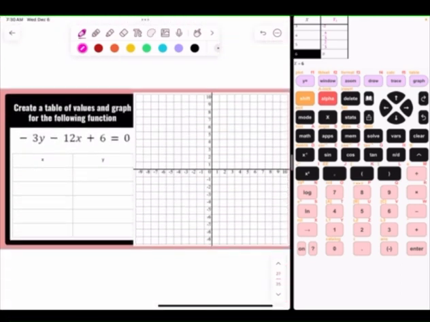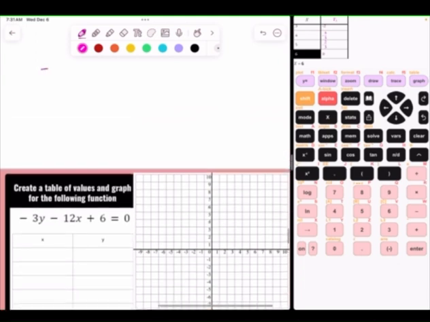All right, let's look at this one. Create a table of values and graph for the following function. Again, this is not in y equals mx plus b form, so let's spend some time doing that right now.